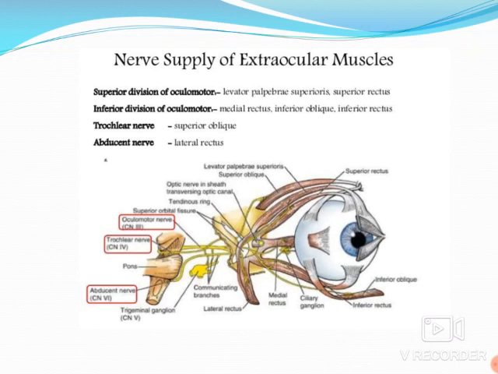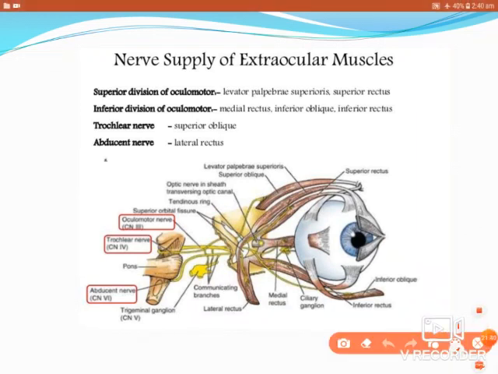So that's about the extraocular muscles, their attachments, their nerve supply, everything. There are 10 extraocular muscles. Of these, 7 are voluntary, which include the superior rectus, inferior rectus, medial rectus, lateral rectus, superior and inferior oblique, and levator palpebrae superioris. Okay. Then the involuntary muscles, which are smooth muscles, are the superior tarsal, inferior tarsal, and the orbitalis. Okay.